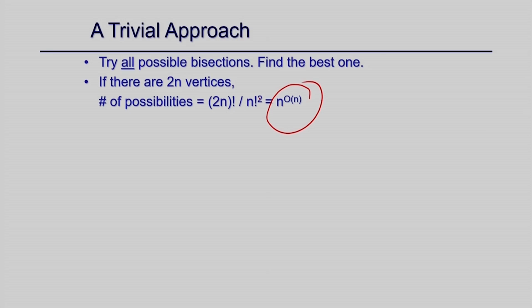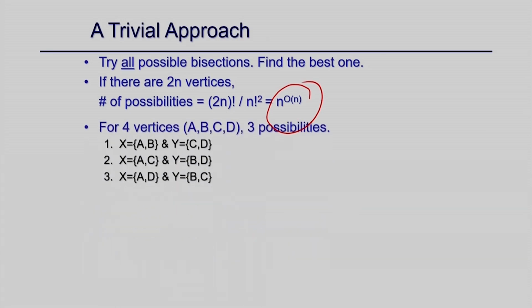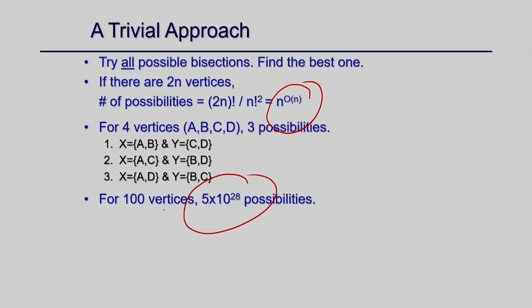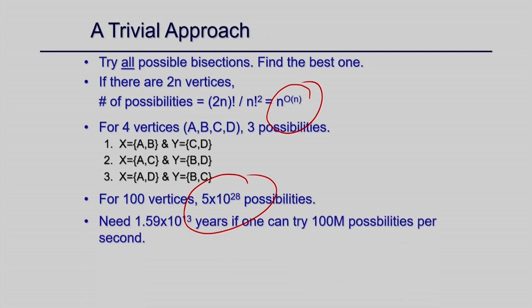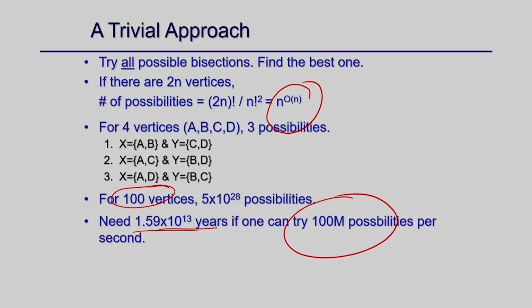There are exponentially many possible bisections. For 4 vertices it is fine, there are 3 possibilities, but if you have just 100 vertices, the number of possibilities is about 5 into 10 to the power 28. That is huge. Even checking 100 million possibilities per second, it would take about 1.5 into 10 to the power 13 years, which is infeasible. These numbers just show that you cannot go for a brute force approach; finding all possible bisections and picking the optimal one won't work.